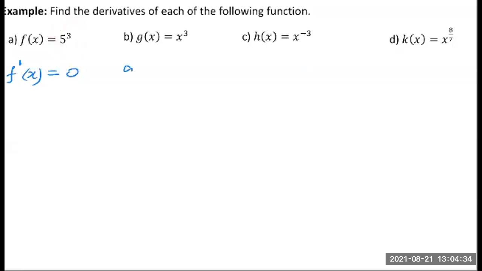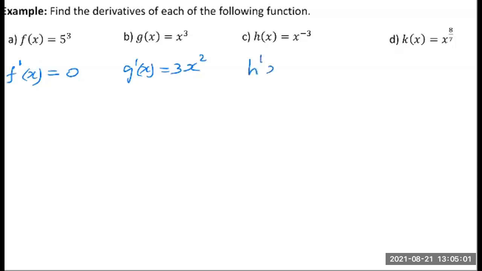Next one, g prime of x. The derivative of the function g is equal to, so straightforward, you pull the power to the front, 3 times x to the power, and then you reduce this power by 1. Then you get 2. That is the derivative. It's so straightforward and it is so powerful. So you can easily find the derivative of a power function using that rule. What about the next one?